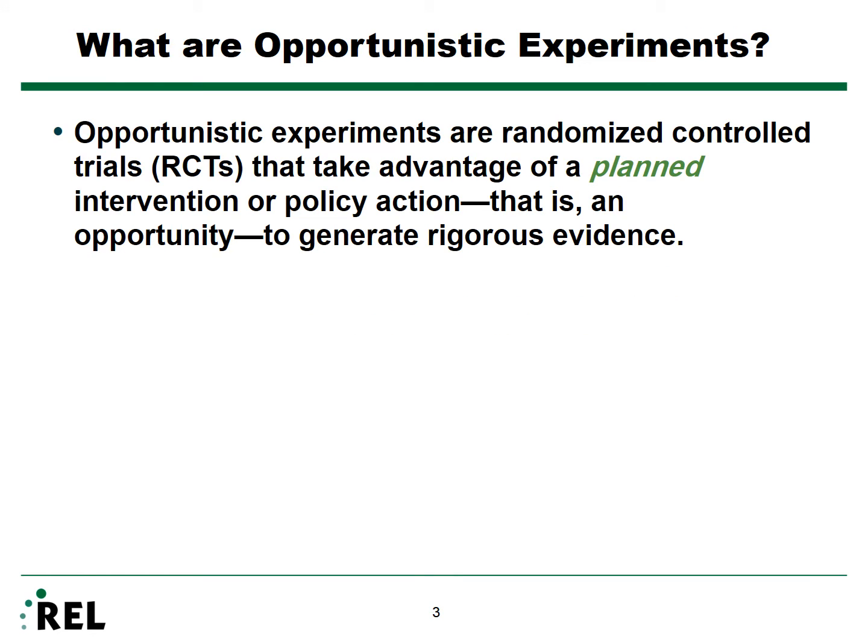As mentioned in Part 1, opportunistic experiments are a type of randomized controlled trial, or RCT, that takes advantage of a planned intervention or policy change. We also refer to these RCTs as experiments. In some cases, these changes are an opportunity to generate rigorous evidence without introducing a lot of disruption to how your schools operate. Now that you understand why these opportunities are valuable, in this video, we will explain what opportunistic experiments look like and provide some examples of situations that present just this kind of chance to improve evidence-based decision-making.